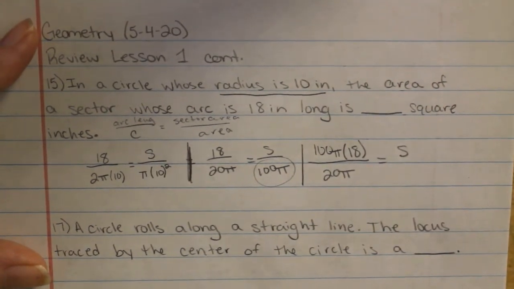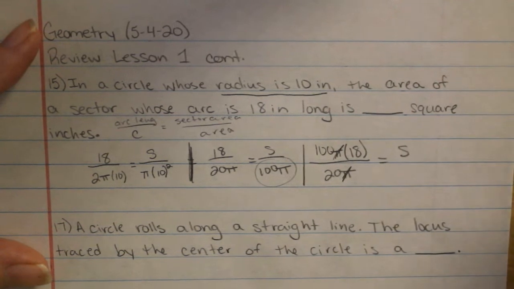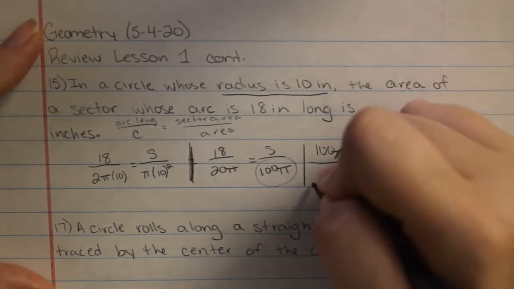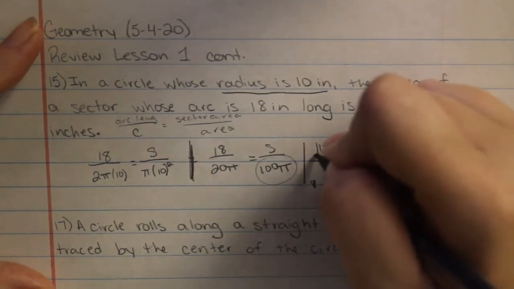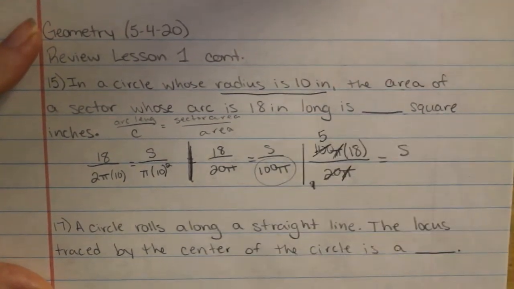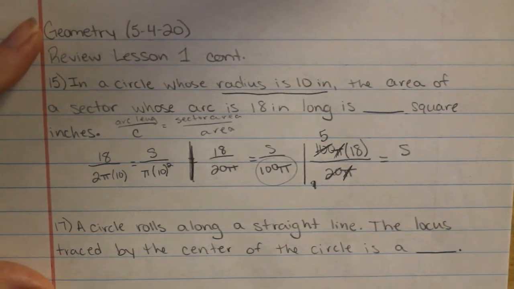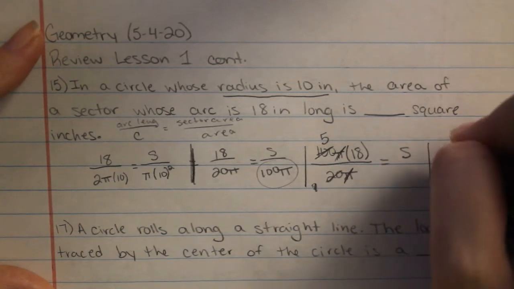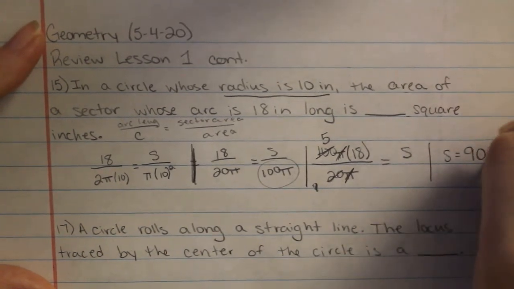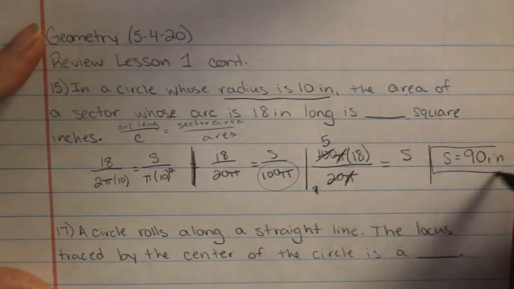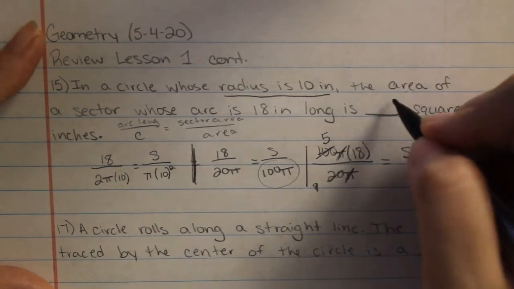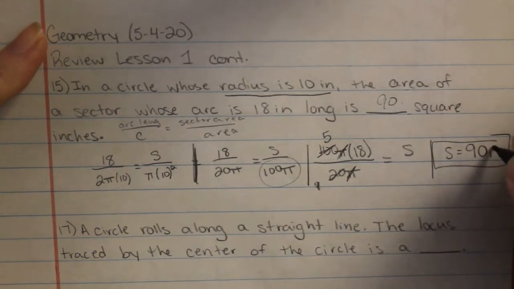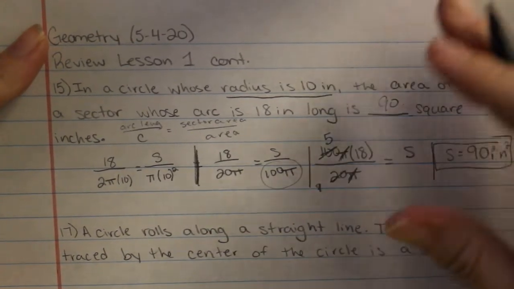So if we look here, I can cancel out my pi, I can cancel out my pi, and I can say that's divisible by 20, so that's going to give me a 1, and this is also divisible by 20, that is going to give me a 5, which leaves it to where I do 18 times 5, and that is actually 90. So S is going to equal 90 inches, okay? And if you'll look, there's a space there for me to just put the 90 in. 90 square inches. Okay, because it has to be squared because it is an area of the sector.